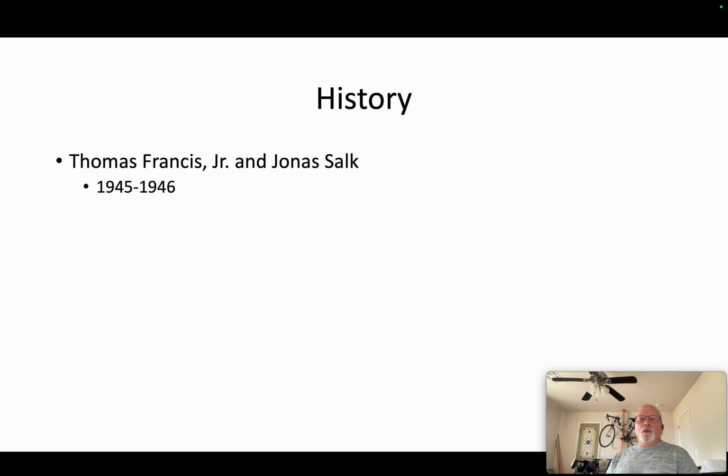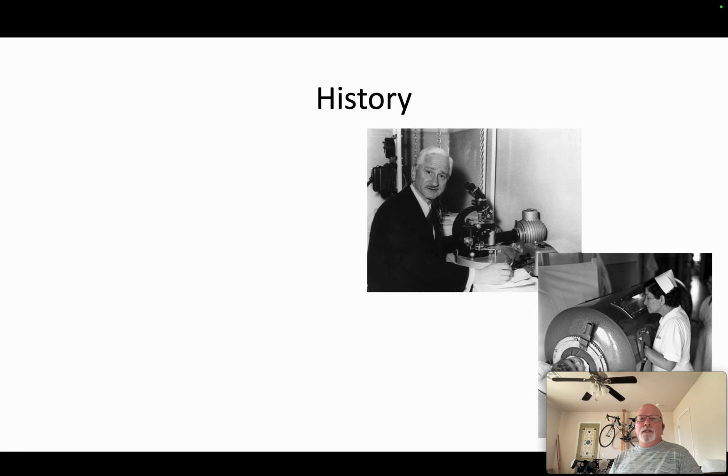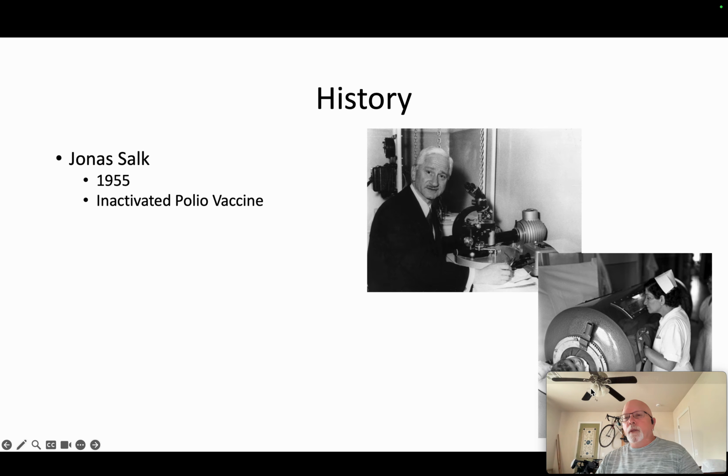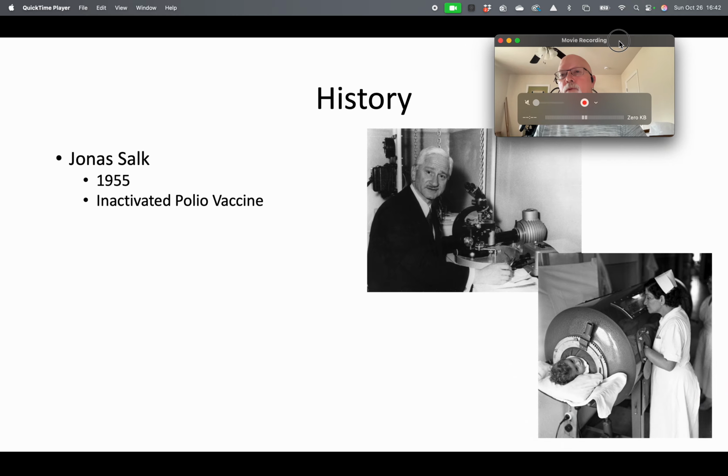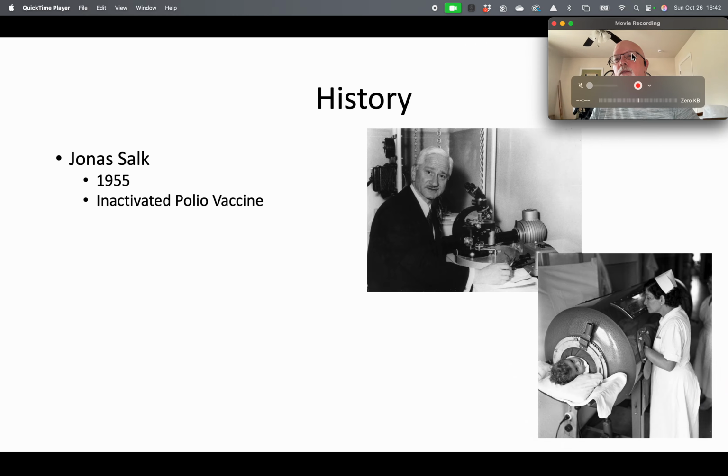Thomas Francis and Jonas Salk in the 40s developed the first influenza vaccine. And then in the 1950s, Jonas Salk introduced the inactivated polio vaccine. Polio, if you are unfamiliar with it, was fairly widespread in the United States. It is a disease that affects your nerves and makes it difficult for your nerves to function, which compromises things like breathing.